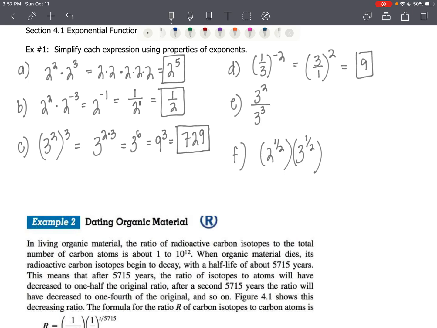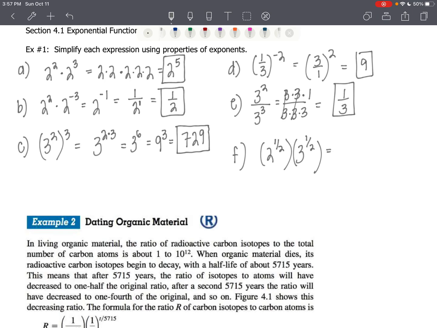3 squared over 3 cubed is the same thing as 3 times 3 over 3 times 3 times 3. That's going to leave us a 1 in the numerator and a 3 to the 1st power in the denominator. So here you can retain the base of 3 and subtract the exponents and get 1/3.